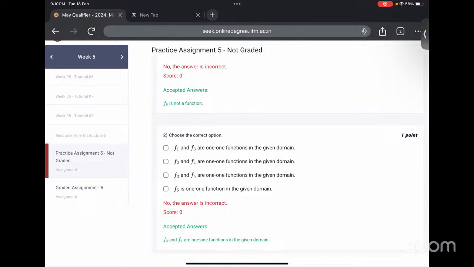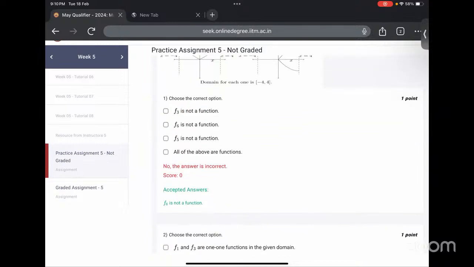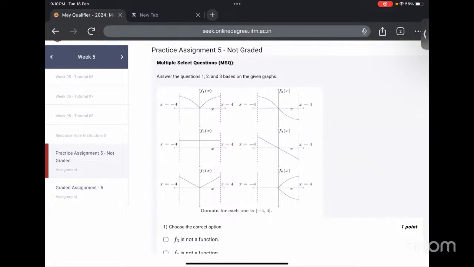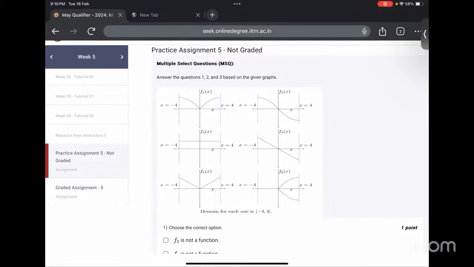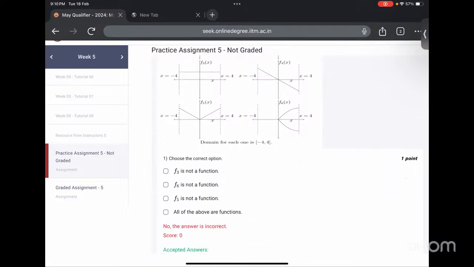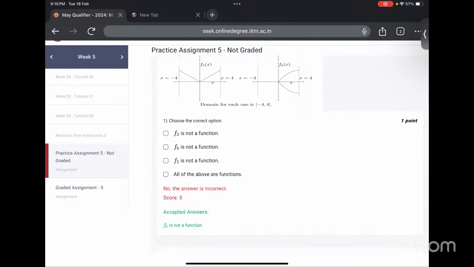Simply, F3, no, yeah, we'll see the answers, but F3 is a straight line. F3 is a function, right? Straight line, it will pass the vertical line test, right? All others will pass the vertical line test. Yeah, so except F6, all the graphs are functions, right? Okay. Yeah, so only F6 is not a function.